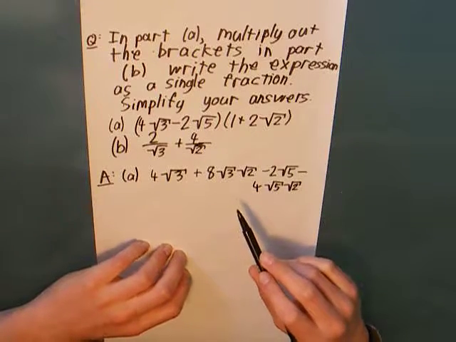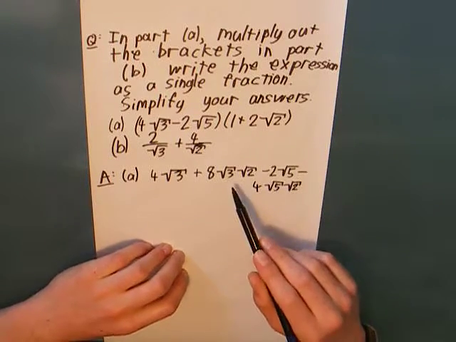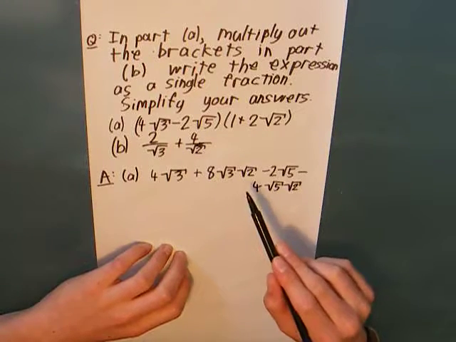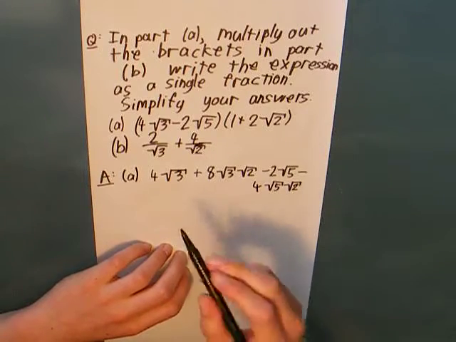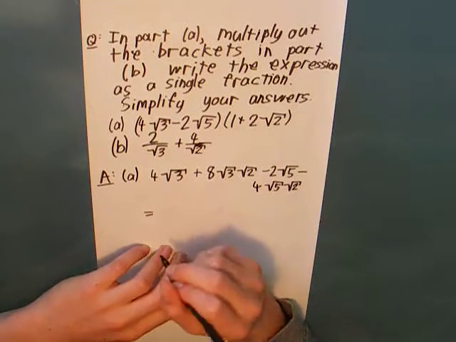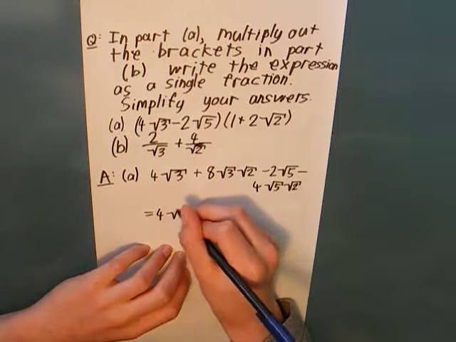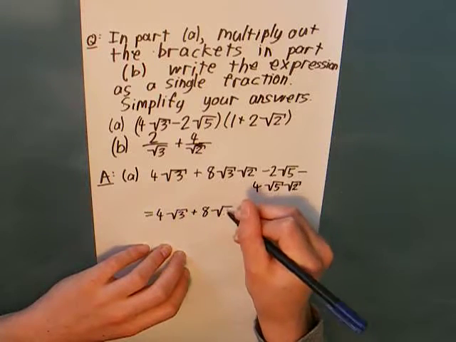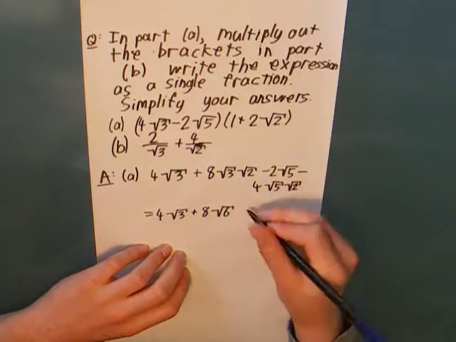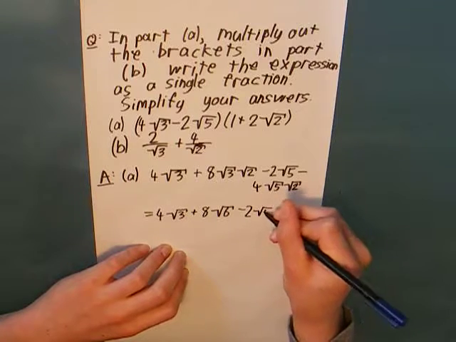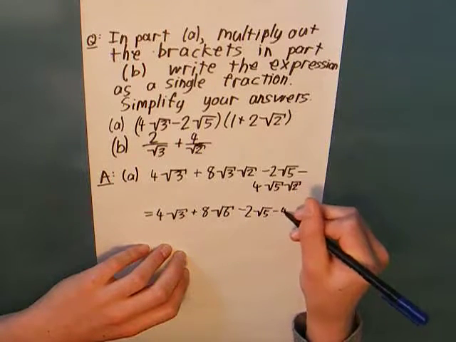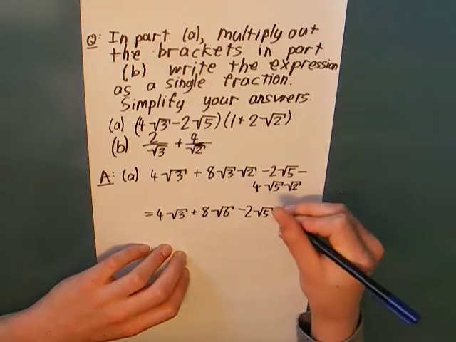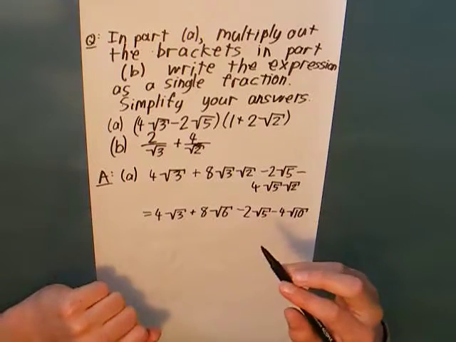Okay, so now the key step here is that when I've got a root 3 root 2, I'll put those together, that's the same as the root of 3 times 2, or root 6. So I can now write this as 4 root 3 plus 8 root 6 minus 2 root 5 minus 4 root 5 times 2, or just 10. Okay, so that's the answer.